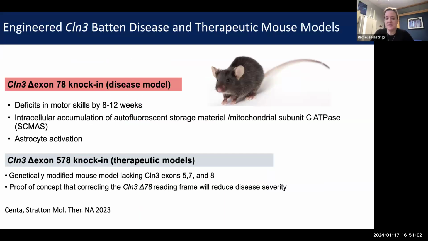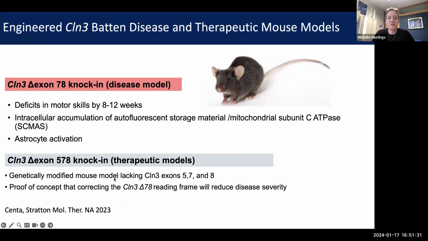Where we started with this was we made some mouse models. We engineered a knockout model that deleted the same exons that the humans had. And then we made a therapeutic model where we knocked out exon 5, as well as exons 7 and 8, to mimic genetically what we wanted to do with our ASOs. I don't have time to talk about that today. It was recently published.